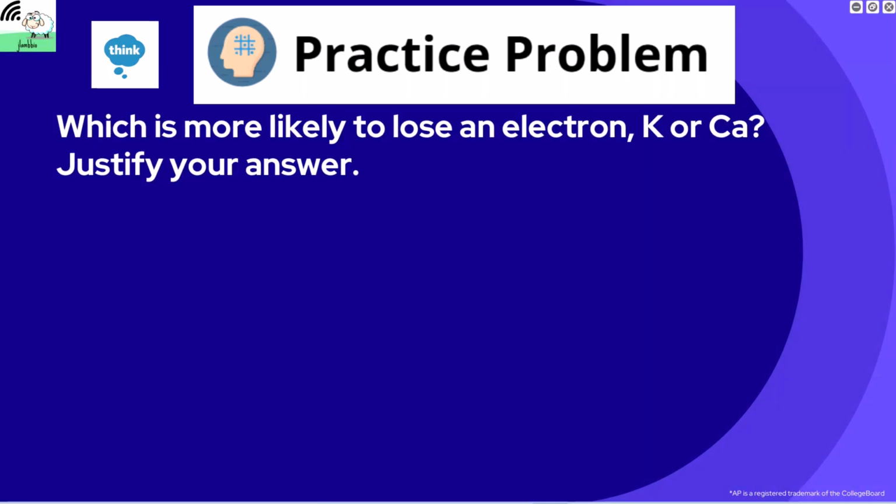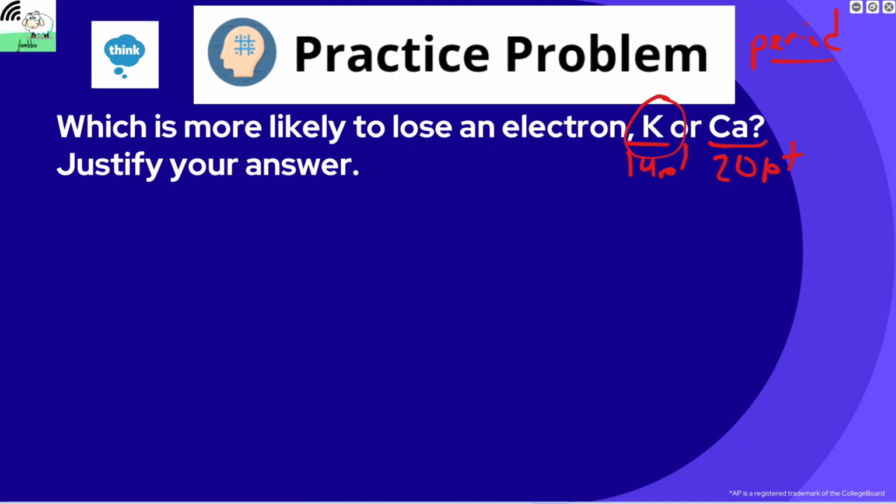So here we go again with a very similar question. Which is more likely to lose an electron, potassium or calcium? Or you could say which has the higher ionization energy, which has the lower ionization energy. Just make sure you read the question carefully. But this time we're comparing potassium and calcium. Well, in this case, they're both in the same period on the periodic table. So that means we need to compare them in terms of magnitude of charge. Potassium is going to have 19 protons in the nucleus, whereas calcium is going to have 20 protons in the nucleus. So the one that's more likely to lose an electron is going to be potassium.